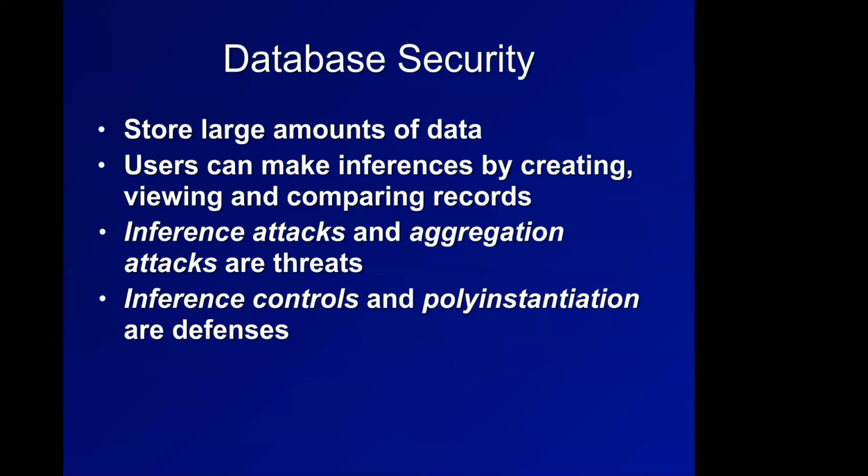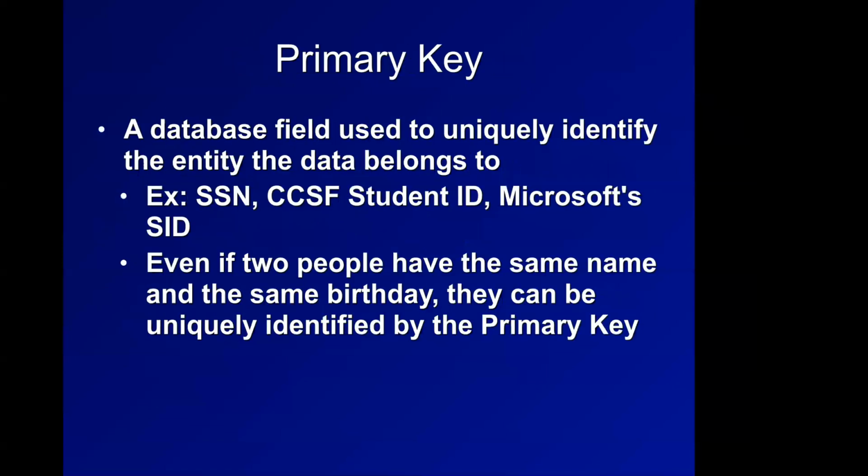Inference control and polyinstantiation are defenses. These are ways to reorganize your database to protect against these attacks. So a primary key is a unique identifier. You can't identify customers or employees by name because two people might have the same name and people might change their name. So you'd like to use a social security number, but you're not allowed to do that unless you're the government. So you have to assign them a unique ID. Safeway gives you an ID and everybody else does. So now you have some unique identifier.